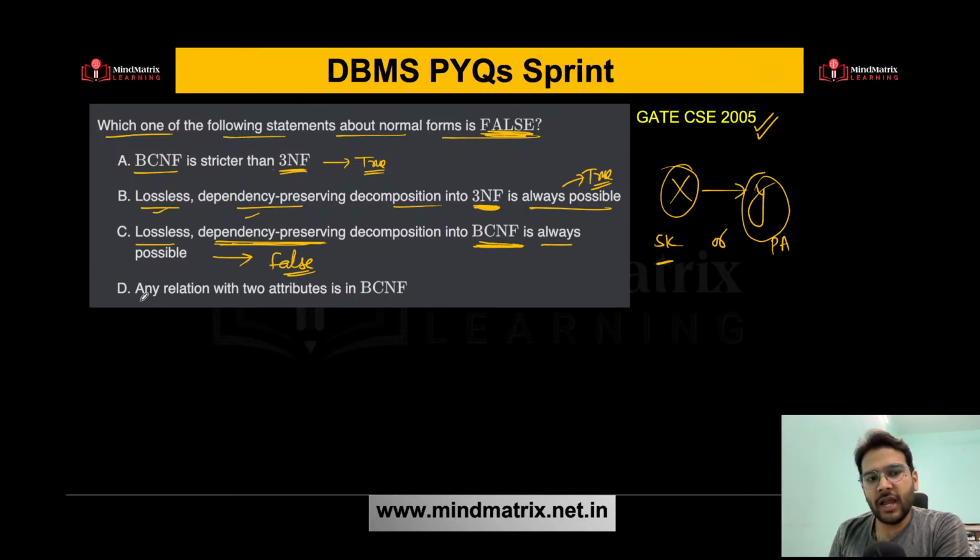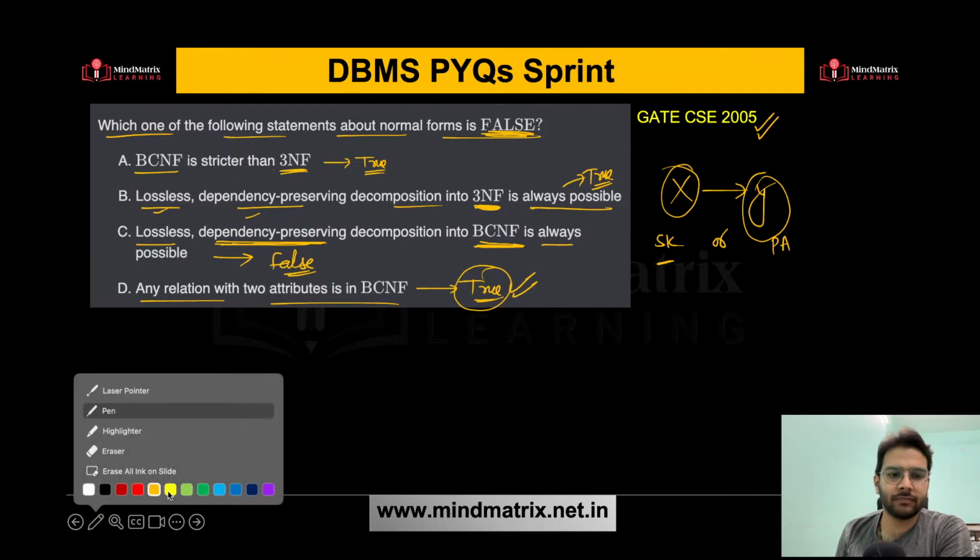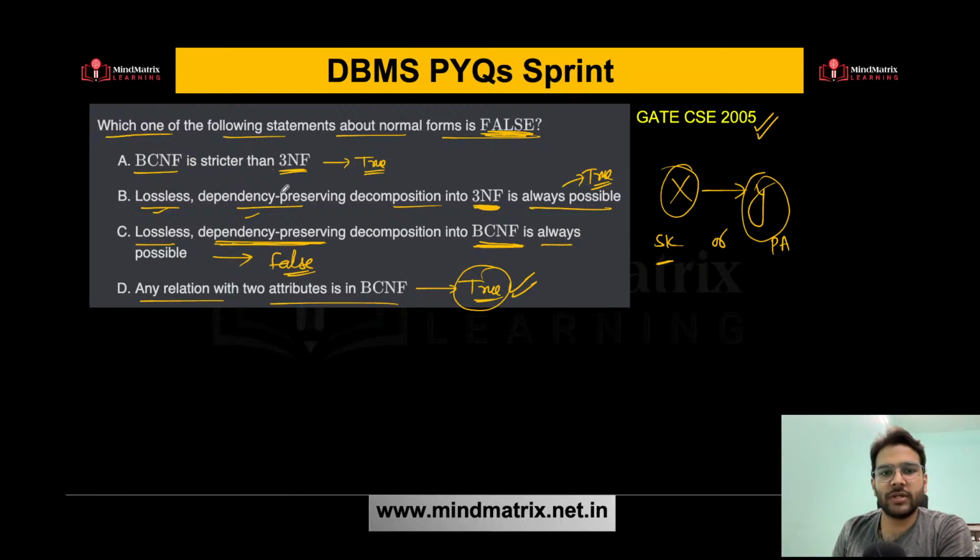And what about option D? Any relation with two attributes is in BCNF. That is absolutely true. We have seen the proof also, right? So which one is false? Option C is false over here.